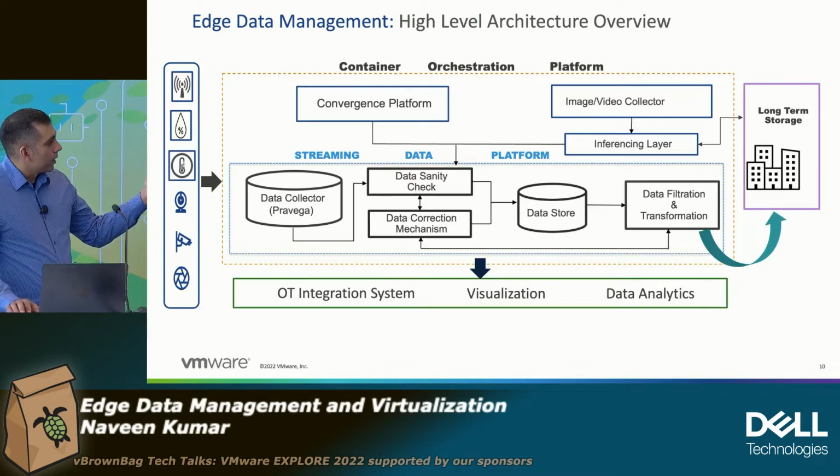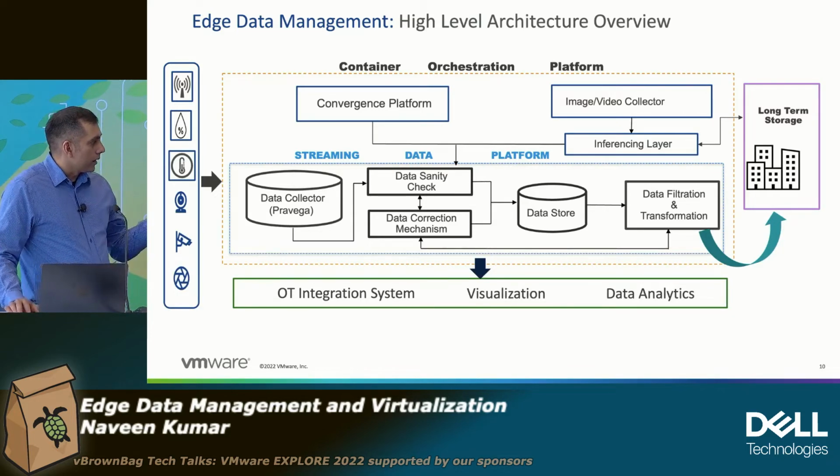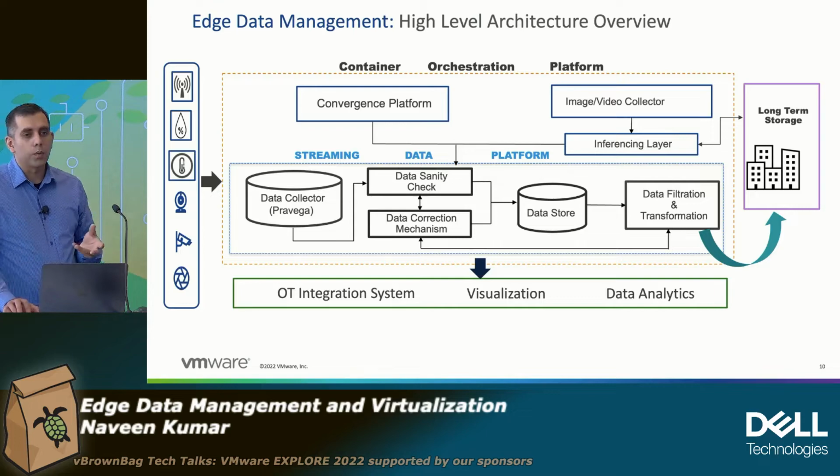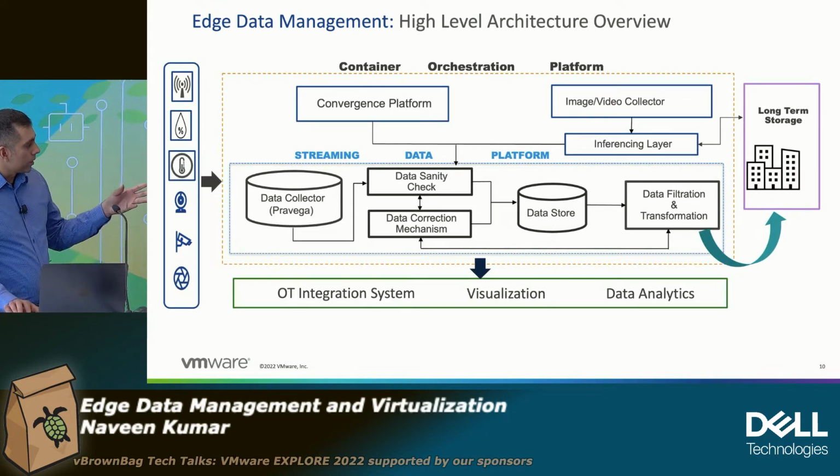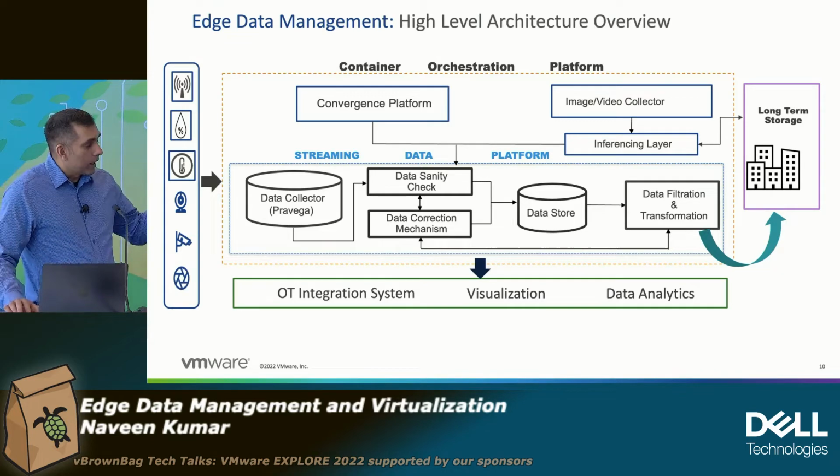The second is the image and video collector and inferencing layer. This can be dealt with through GStreamer or OpenCV or OpenVINO. There are a lot of applications available there, and the data could be sent to the streaming platform.